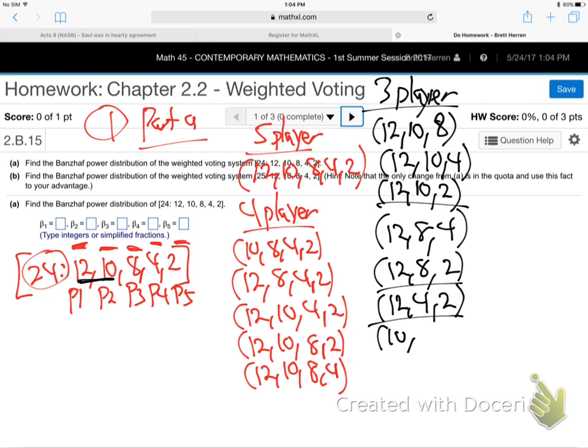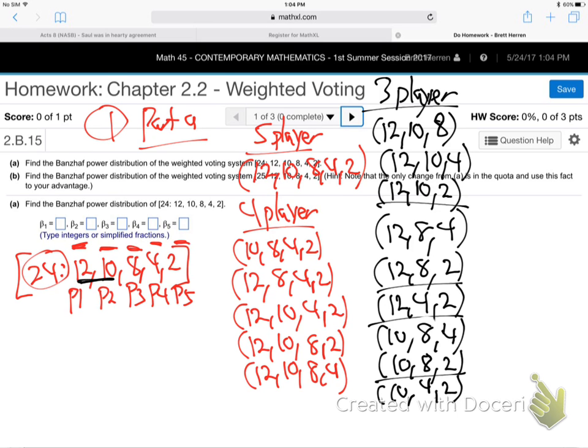Now I got to do all the ones starting with 10. 10, 8, 10, 4, 10, 2, right? So I'll go 10, 8. But if you start 10, 8, there's 2 ways to finish, with a 4 or with a 2. Because I'm doing the 3-player teams right now. See, those are the 2 10, 8 teams. 10, 8, 4, 10, 8, 2. And finally, 10, 4, 2.